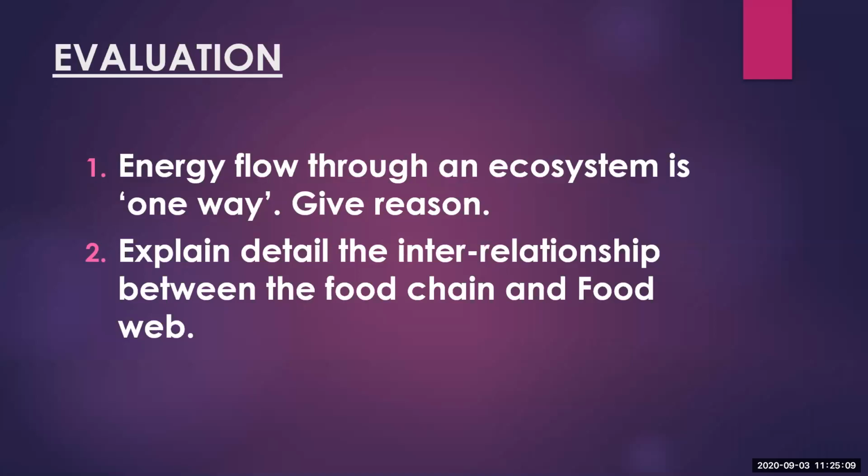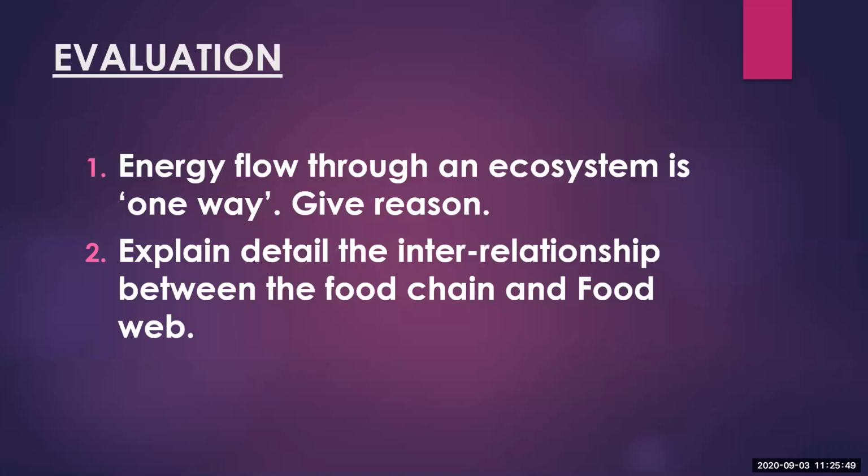Okay. Now there are evaluation questions. Please take the screenshot of it. First question: energy flow through an ecosystem is one way. Energy flow through an ecosystem is one way, that is unidirectional. I'll explain how energy flows from one organism to another in one way only, in a unidirectional way only. So you have to give the reason why the flow of energy in an ecosystem is unidirectional. Right, copy down this question or take the screenshot of it.